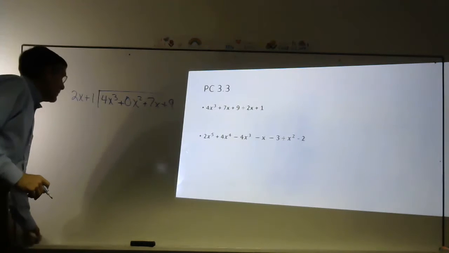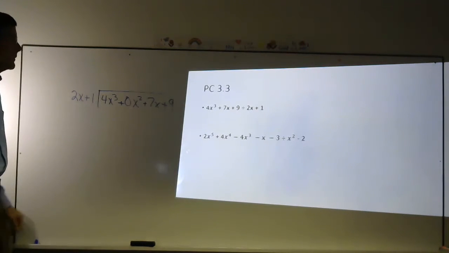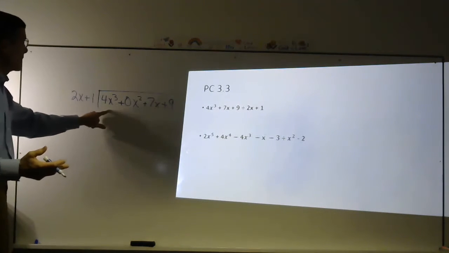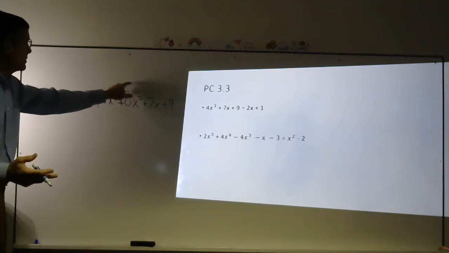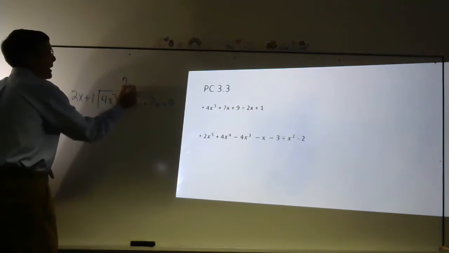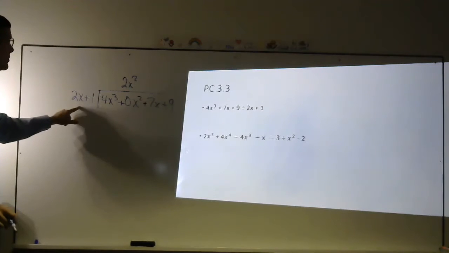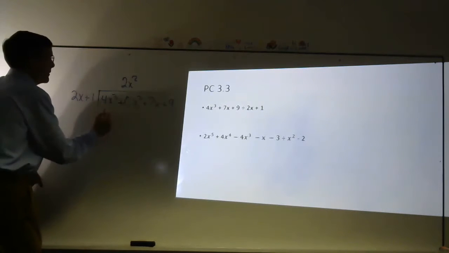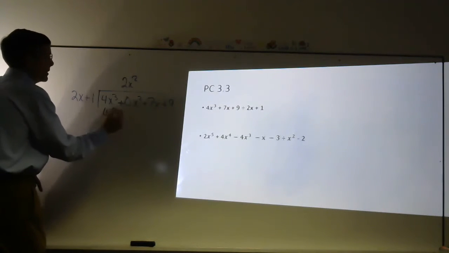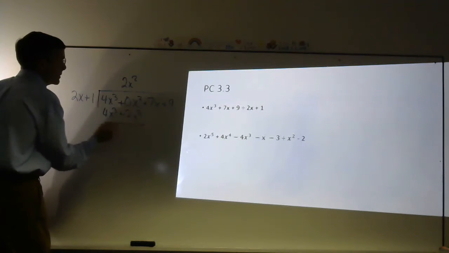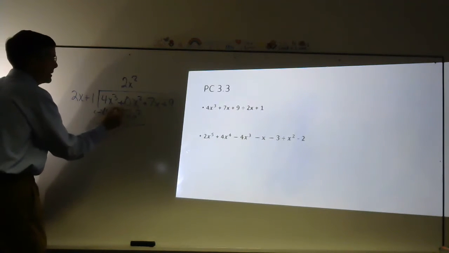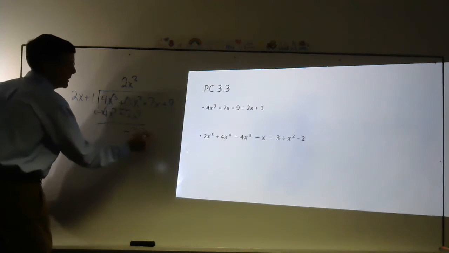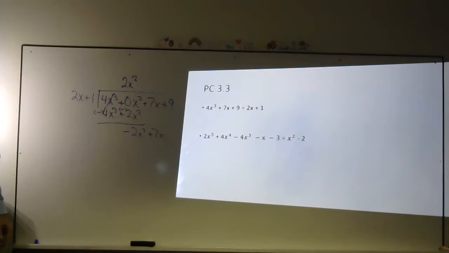Okay? Now, how many times does 2x go into 4x cubed? Think about what you would put up there to take times 2x to get 4x cubed. What you would take times is that 2x squared times 2x is going to give you 4x cubed. So you got to take it times both parts. So I have 4x cubed. 2x squared times 1 is 2x squared. Take the negative in on the bottom. They go away. I get negative 2x squared. Bring down the next term, plus 7x.